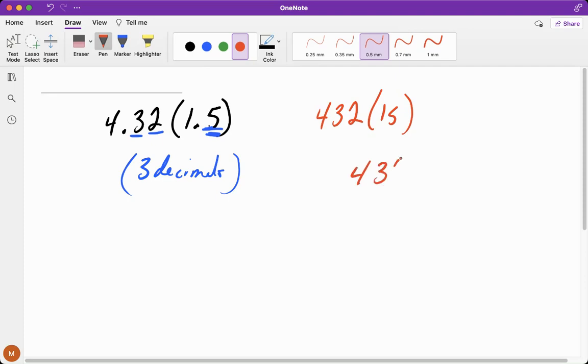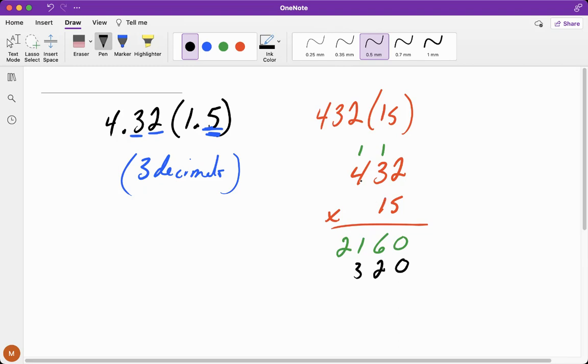So I'm going to multiply it as if it's 432 times 15. First we go with our ones and do 5 times 2 is 10, carry the 1. 5 times 3 is 15, plus 1 is 16. 5 times 4 is 20, plus 1 is 21. Now when we move on to the 1, or tens place, I need to remember to put my 0 here, because 10 times anything is always going to give us a 0 at the end. So 1 times 2 is 2. 1 times 3 is 3. 1 times 4 is 4. And then we're going to go ahead and add down. And this gives me 0, 8, 4, and 6.